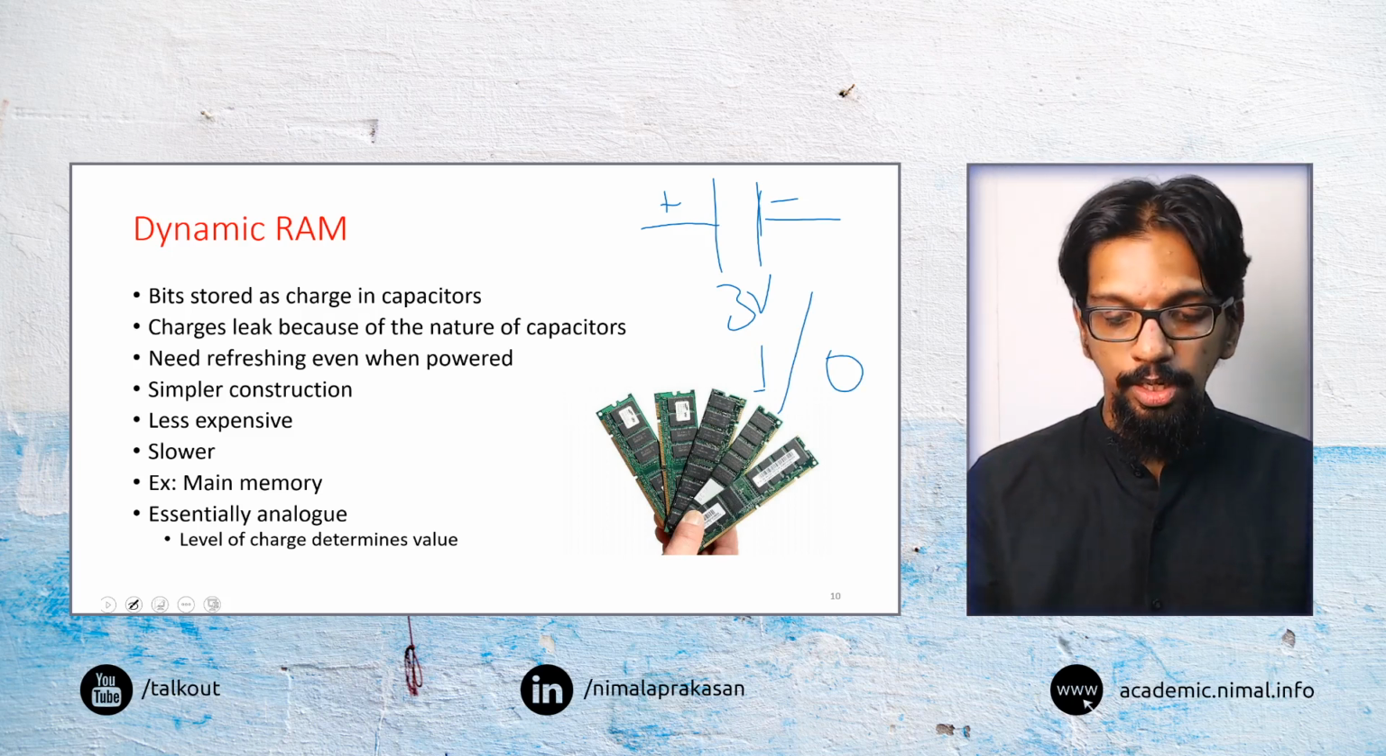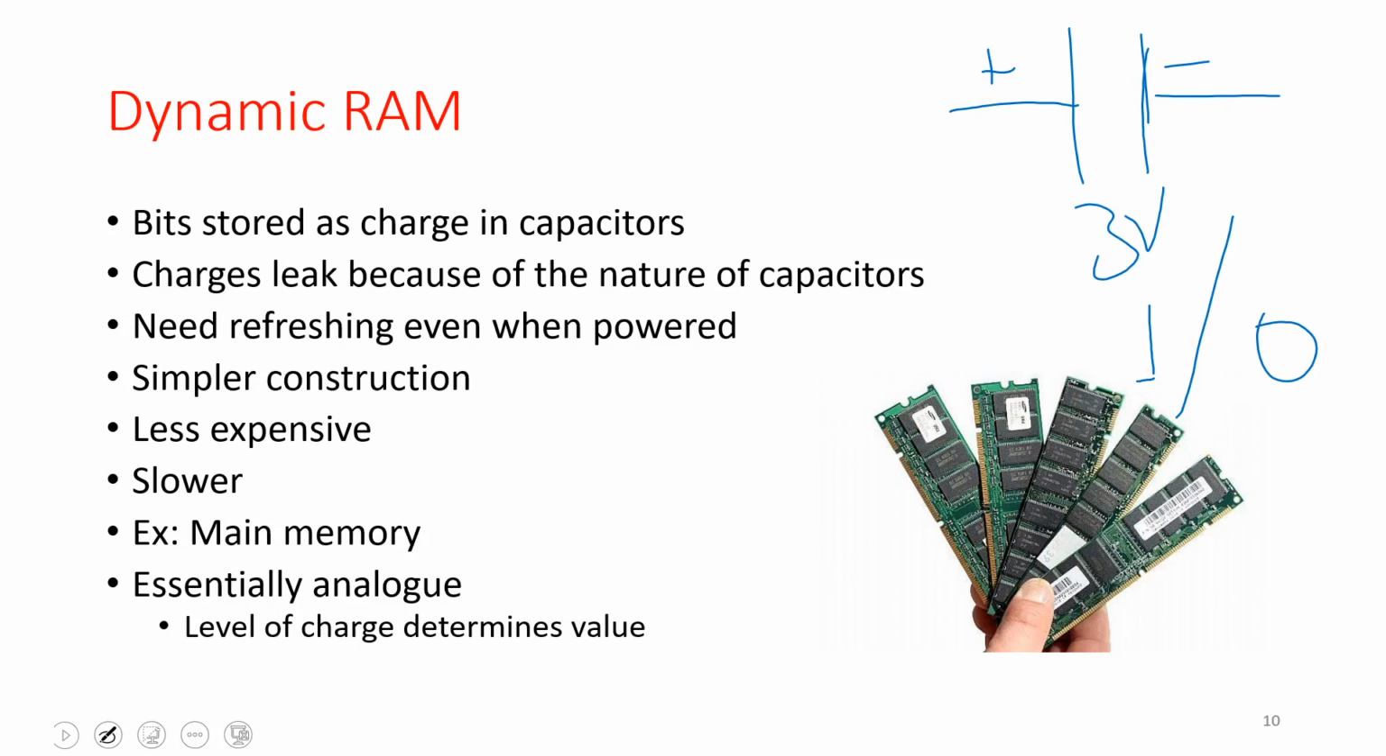But the problem here is, over time, this voltage value will be lost in a capacitor. That's how capacitors work. They leak charge. So we would need to refresh their charges from time to time. So from time to time, we will have to come and refresh them. So even though they are a simpler construction, because we only need a capacitor, not much complex circuitry is needed in a single bit representation, and they can be less expensive.